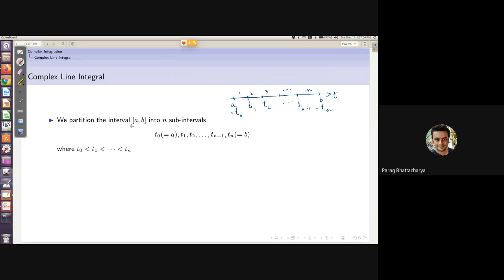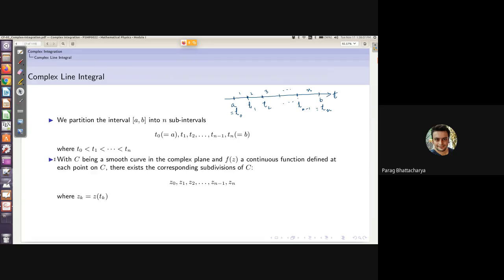So we divided the total interval of the parameter into n sub intervals. So here t0 is less than t1 is less than, and so on, all the way till tn. So with C being a smooth curve in the complex plane and a continuous function defined at each point, there exist corresponding subdivisions of C.